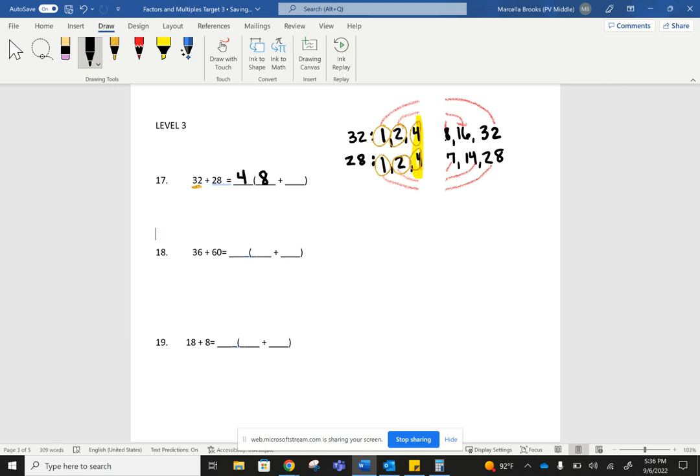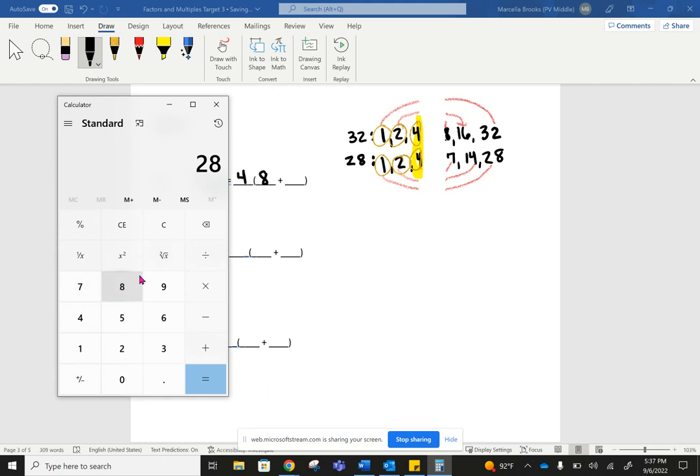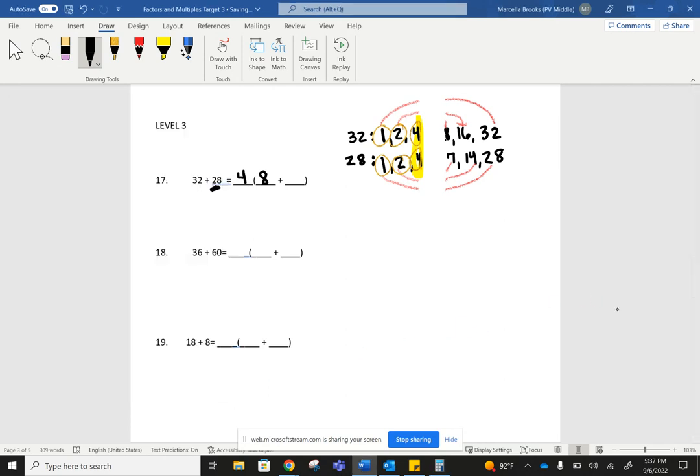8. And then I'm going to look at the next number, which is 28. 4 times what makes 28? Well, if we don't remember from our factors over here, we go 28 divided by 4 equals 7. So we're going to put a 7 on here. Okay? So these are equivalent expressions. 32 plus 28 is the same as 4 times the quantity 8 plus 7.